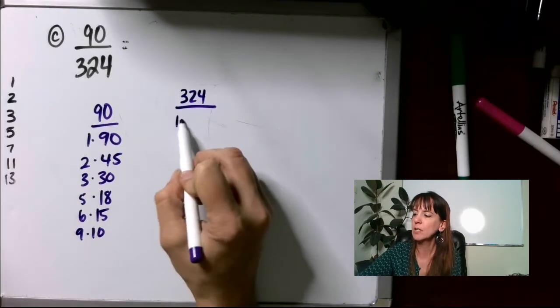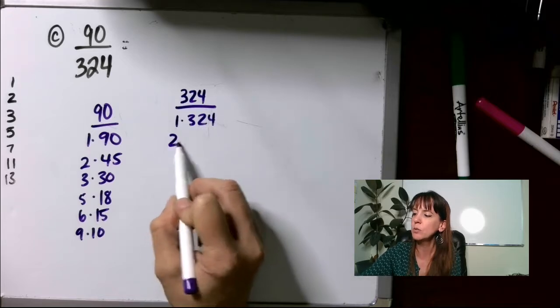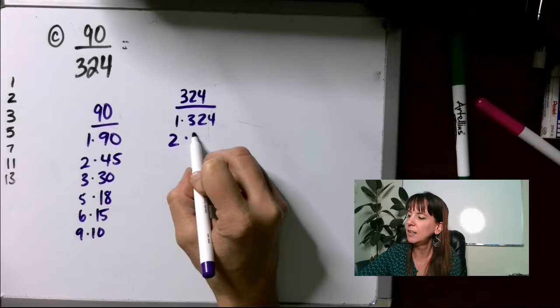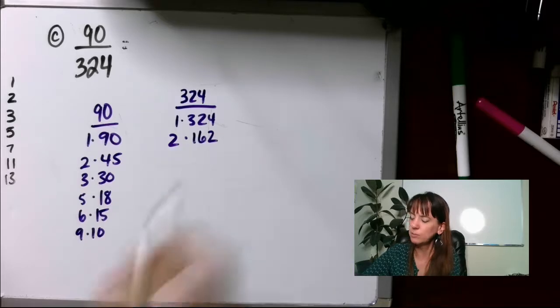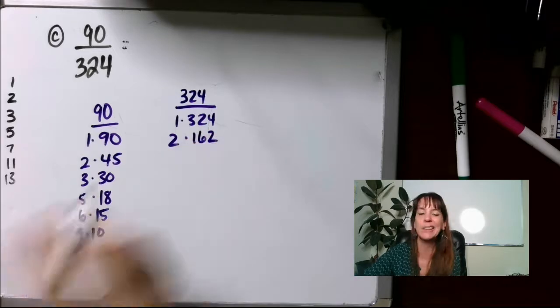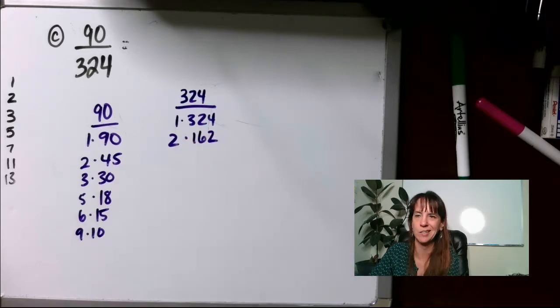324. 1 times 324. 2 times, what was that again? 162. Yeah, okay. Parents, if you're watching, this is literally how I teach in the classroom. Like, oh, wait, what? So nobody's perfect.